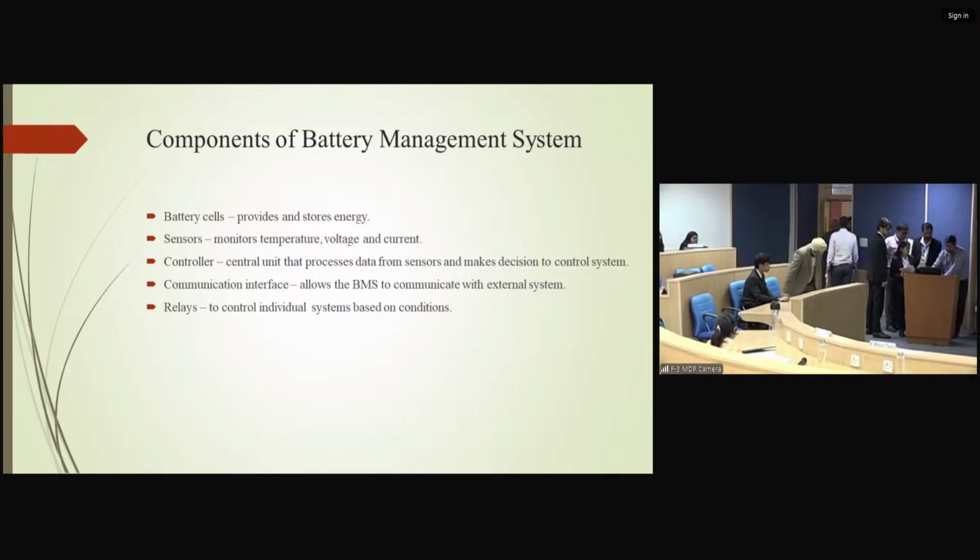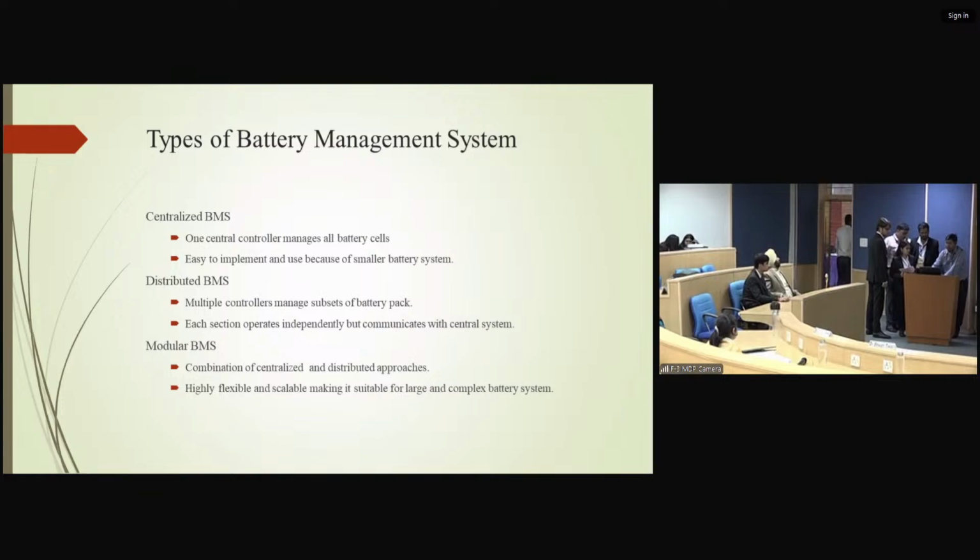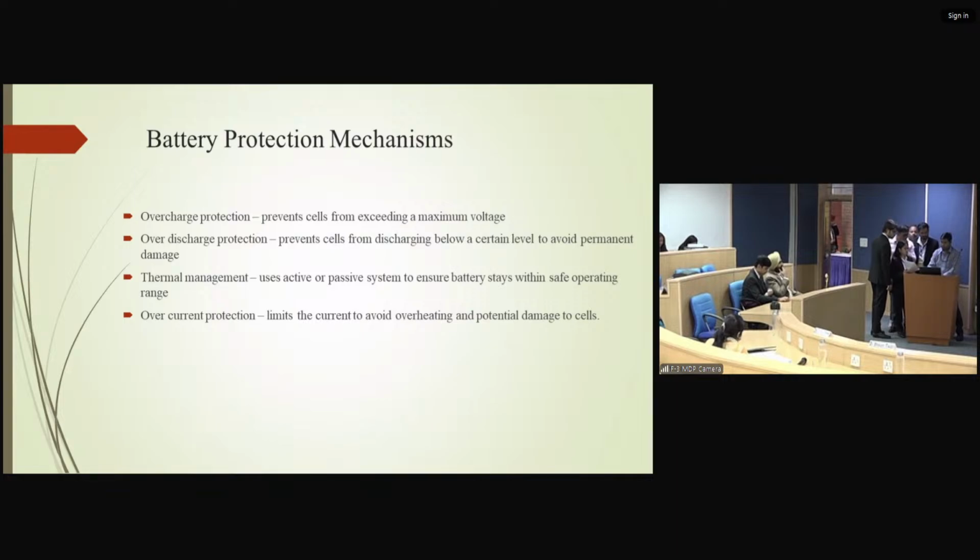Okay. So the main types of battery management systems are centralized, distributed, and modular. Centralized has only one controller managing all the batteries. In distributed, we have multiple controllers for the battery packs, and modular is a combination of the centralized and the distributed. So what are the main features that a battery management system provides us? They help us protect our battery from overcharging and over-discharging, and also maintain the thermal condition of the battery.